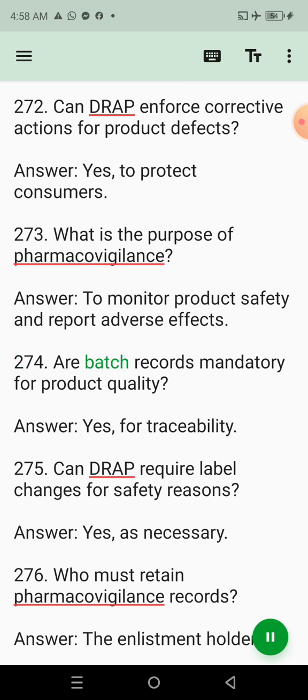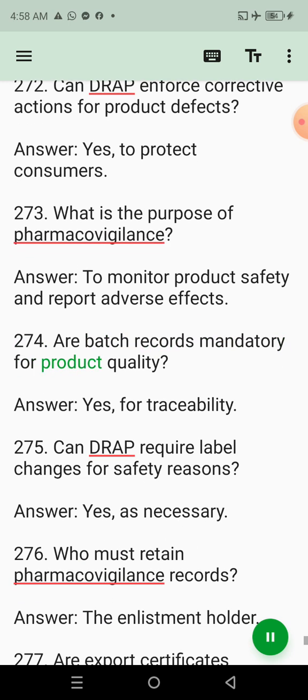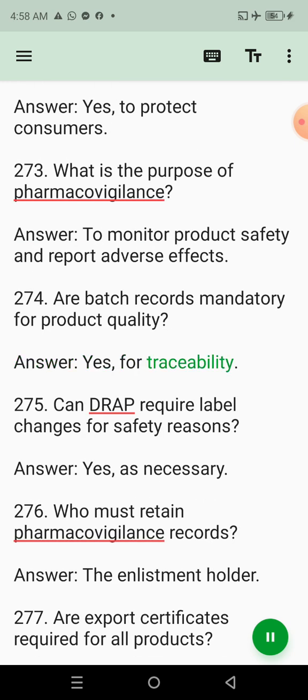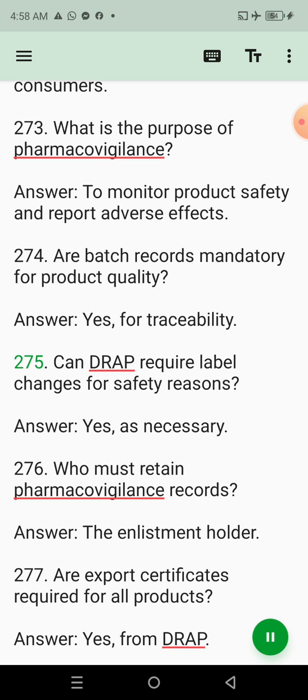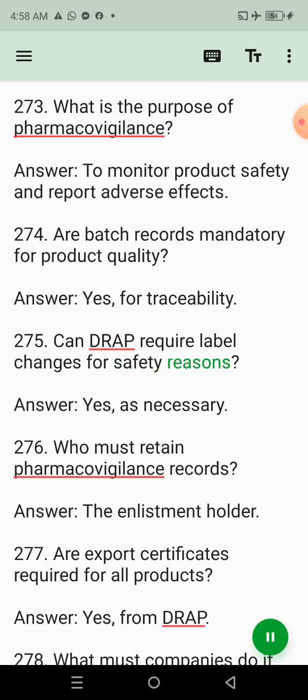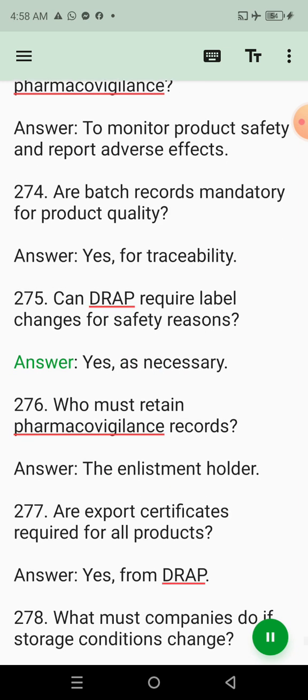274. Are batch records mandatory for product quality? Answer: Yes, for traceability. 275. Can DRAP require label changes for safety reasons? Answer: Yes, as necessary.